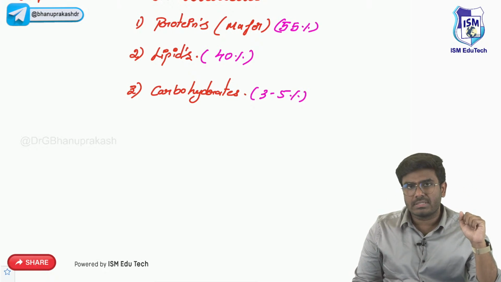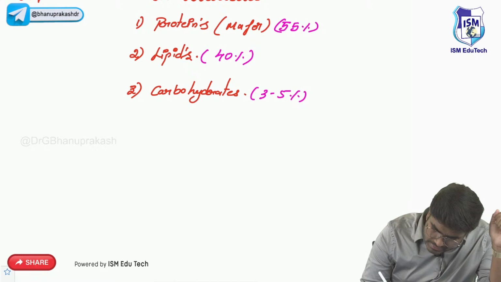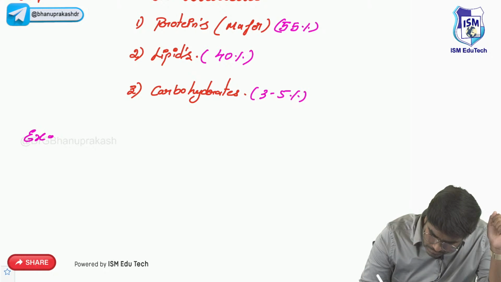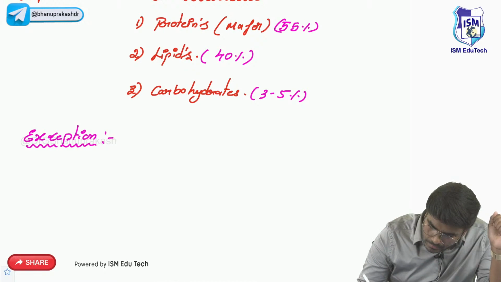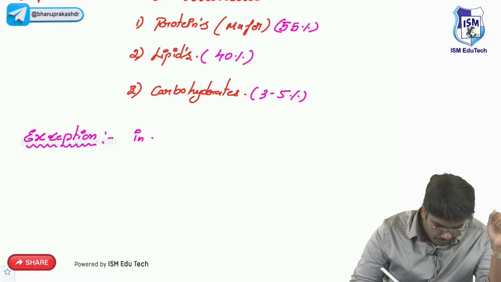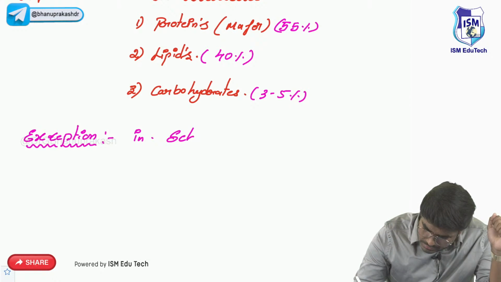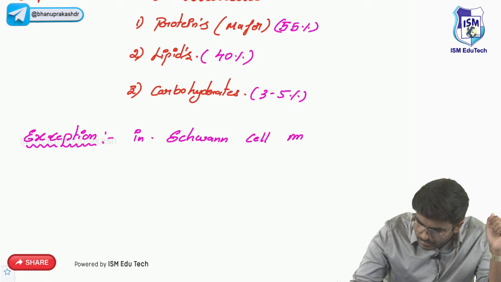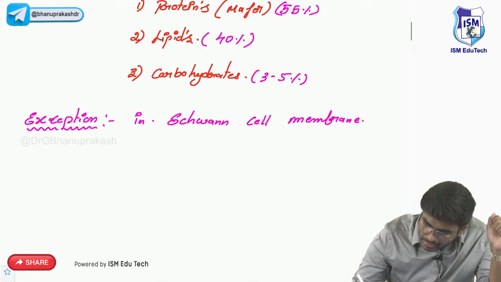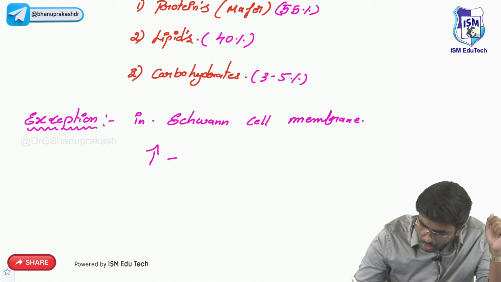But what are the exceptions? Let me write down the exception here. The first exception is in the Schwann cell membrane. In the Schwann cell membrane, you will be having the highest concentration of lipids.